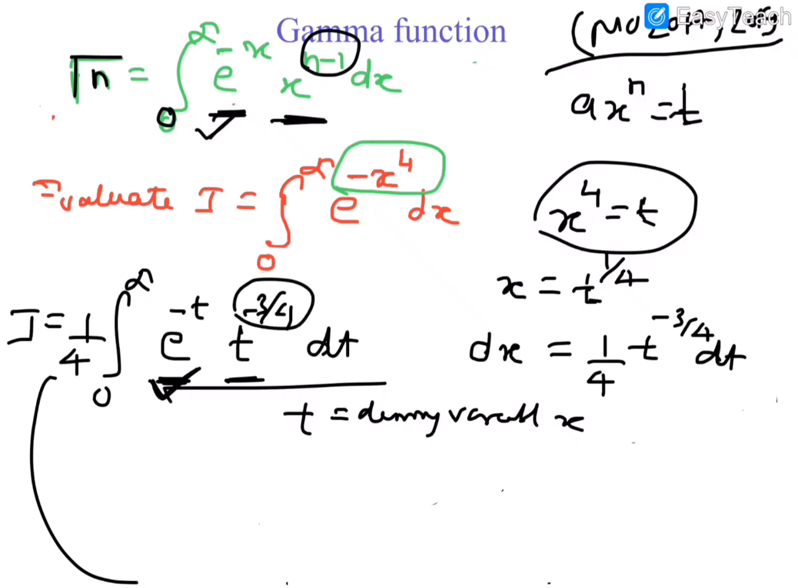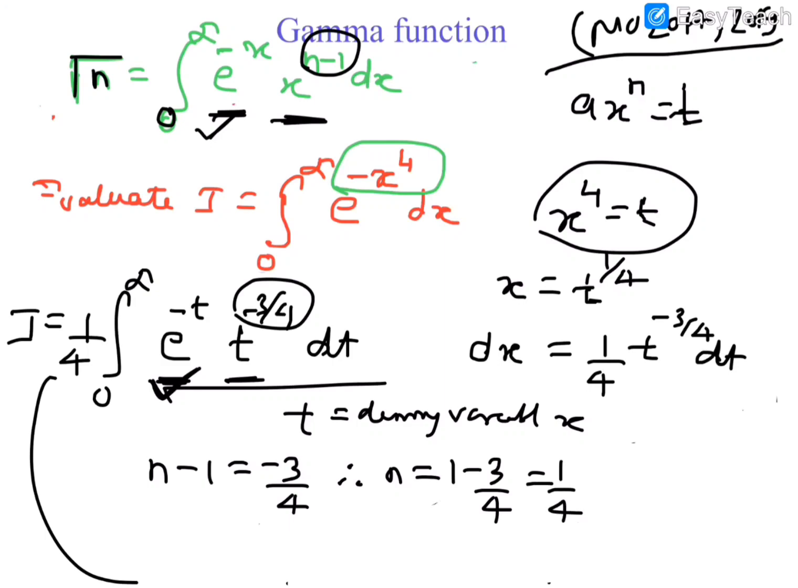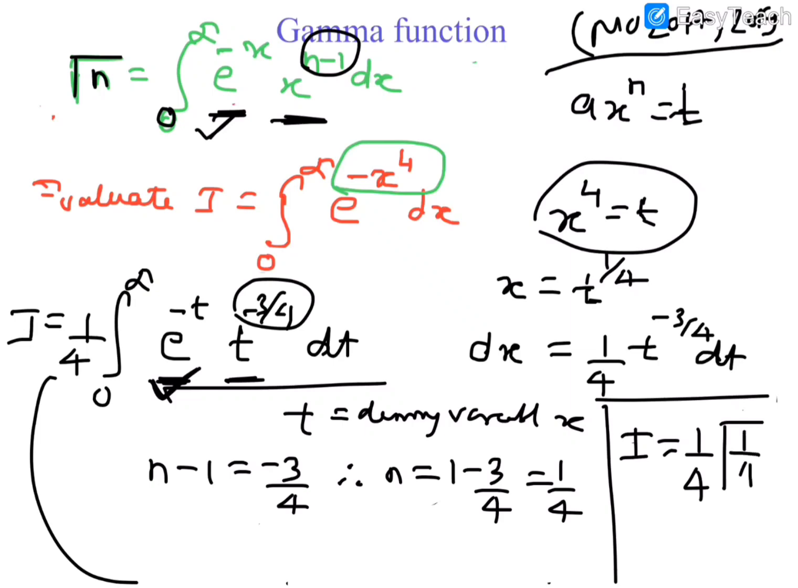So again, we just need to write n minus 1 is equal to minus 3 by 4, and therefore you will get n equal to 1 minus 3 by 4. So you have got 1 by 4. Thus finally the integration can be rewritten as 1 by 4 and gamma function of 1 by 4. Why gamma function of 1 by 4? Because this is the basic formula for gamma function of n, and n came out to be 1 by 4.